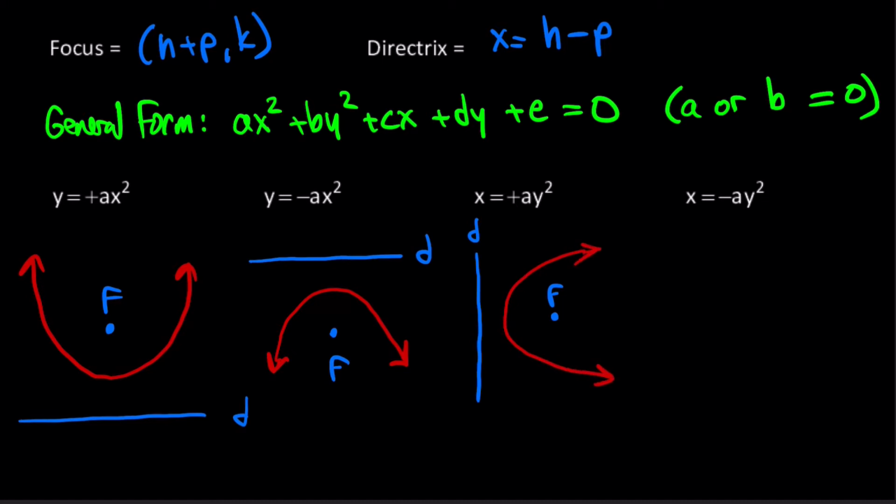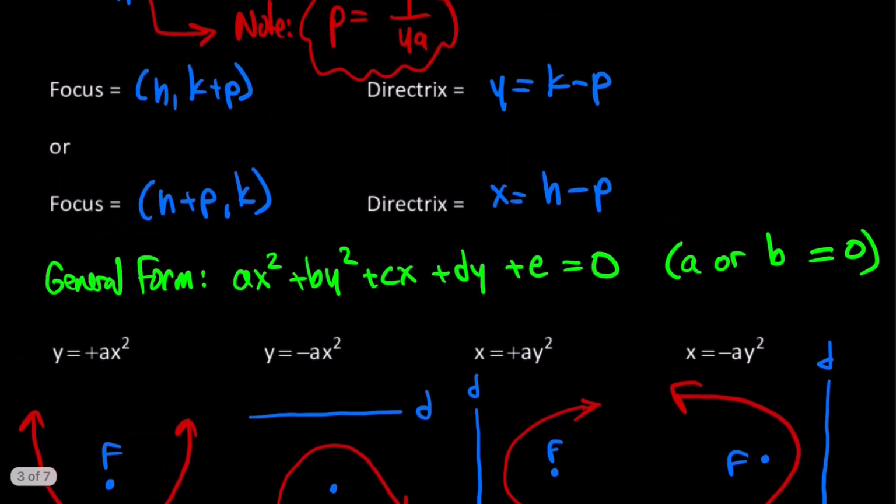And then lastly, obviously, process of elimination. If you see x equals negative y squared, then it's going to open to the left. So our directrix would be here. Focus would be there. And our parabola would look like this.